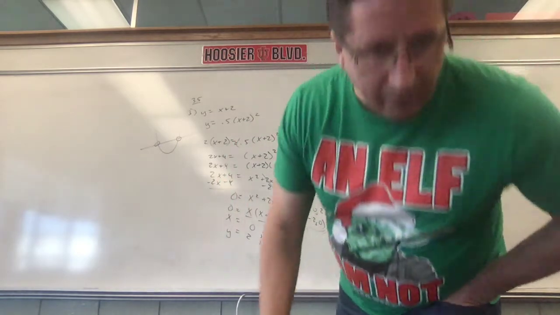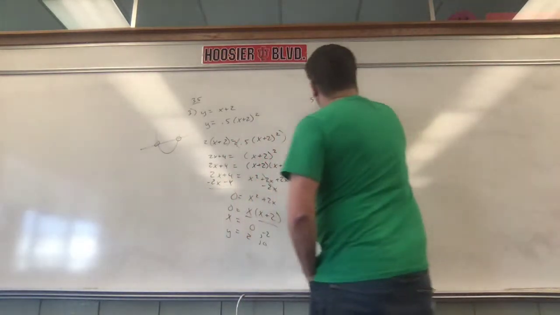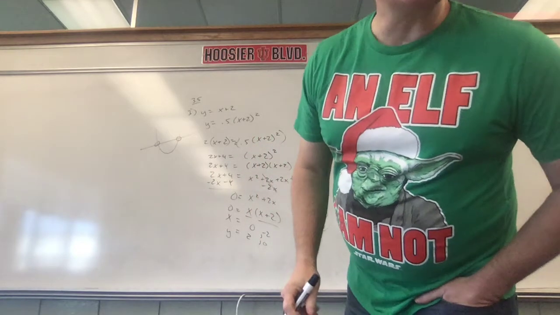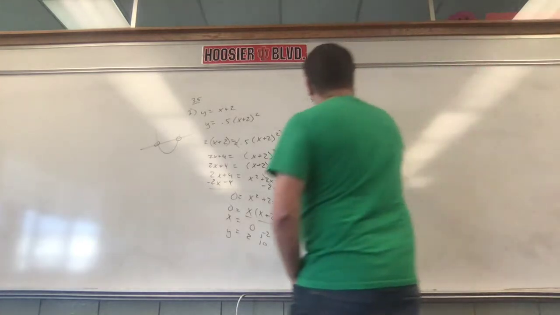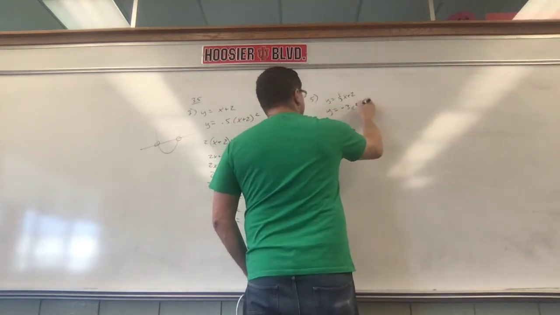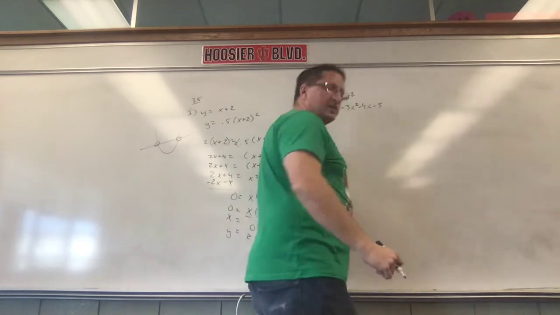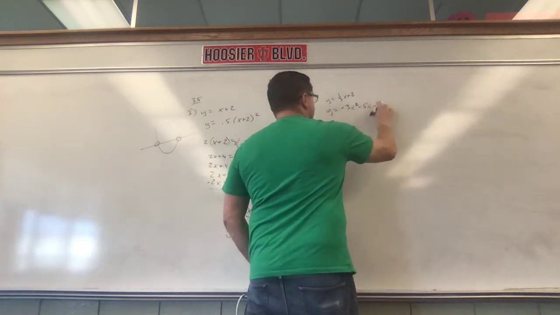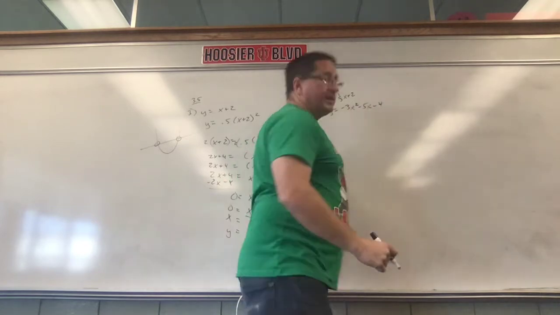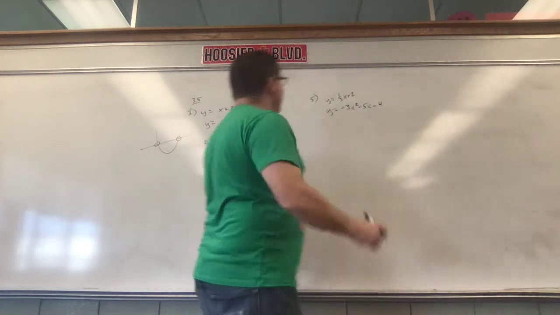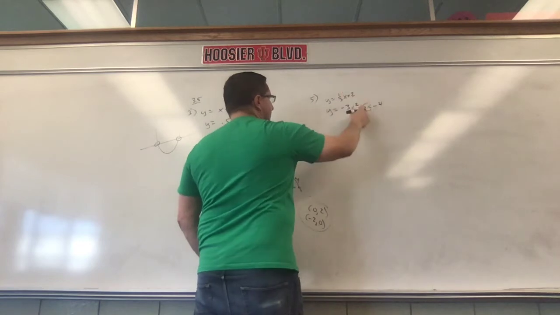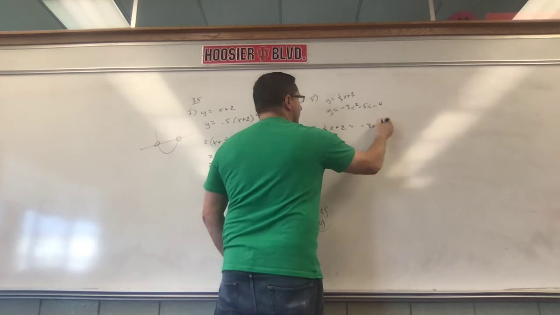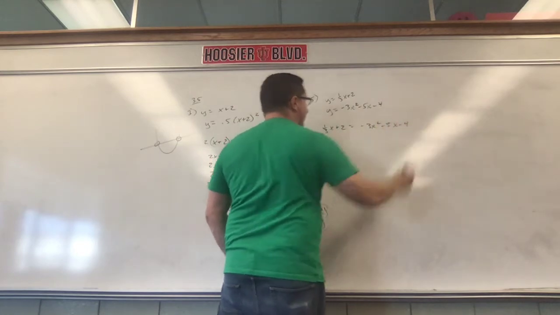Okay, number 5. So we have y equals 1/3 x plus 2, and y equals -3x squared minus 5x minus 4. Make sure you write it down right. So if y equals this and y equals that, this equals that. So 1/3 x plus 2 equals -3x squared minus 5x minus 4.